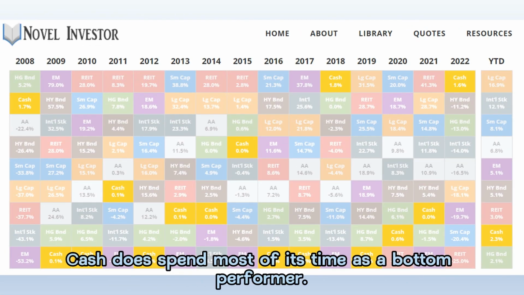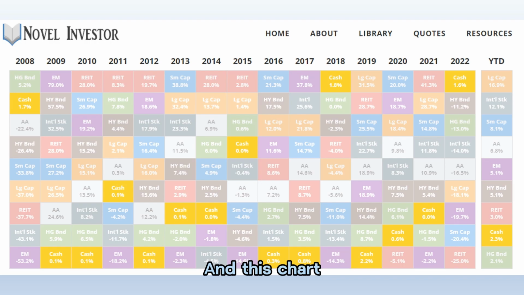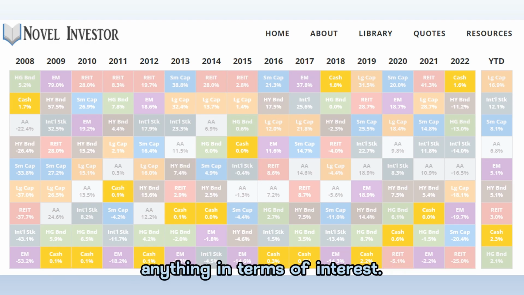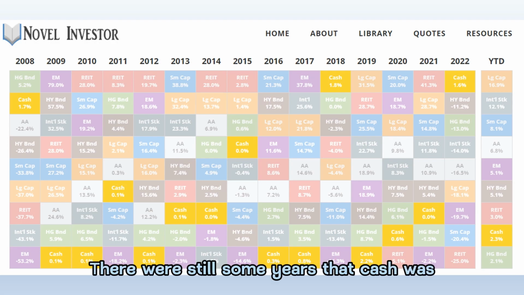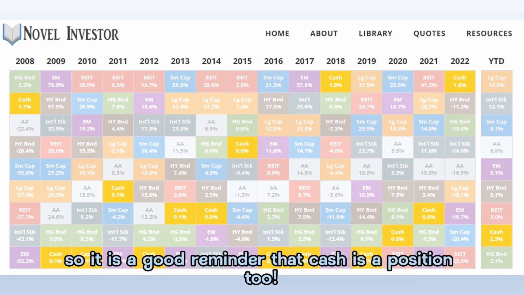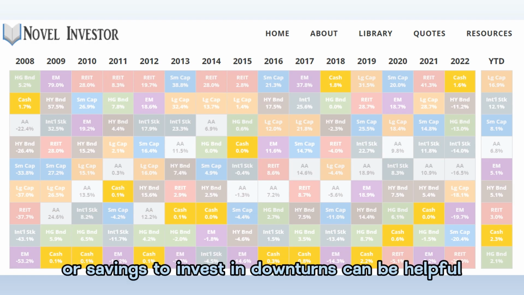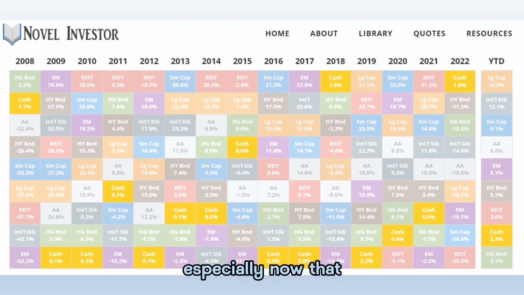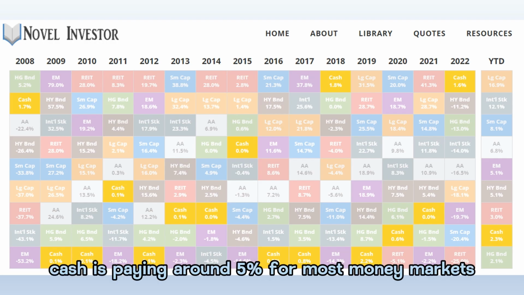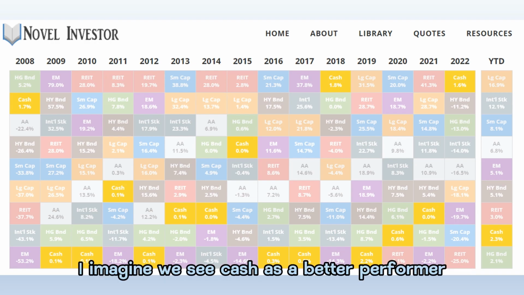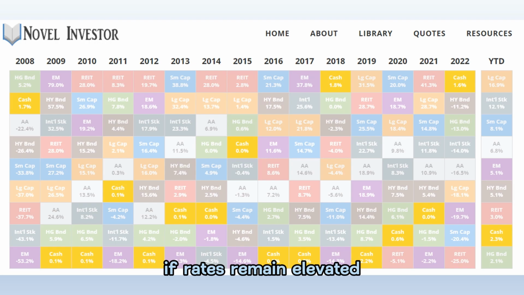Cash does spend most of its time as a bottom performer, and this chart was during a time where interest rates were so low that cash was hardly returning anything in terms of interest. There were still some years that cash was the top performer, so it is a good reminder that cash is a position too, and that accumulating cash or savings to invest in downturns can be helpful, especially now that at the time of this recording, cash is paying around 5% for most money markets, which act as your sweep position in your brokerage account. I imagine we see cash as a better performer if rates remain elevated and the cost of borrowing remains elevated.